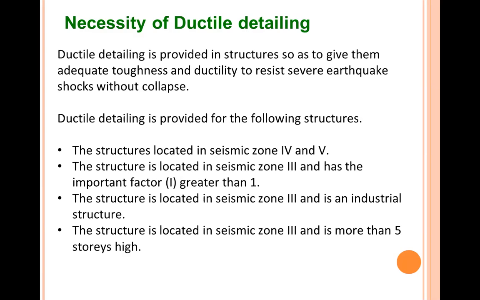As you can see, the zone is very prone to earthquake, zone 4 and zone 5. Next, the structure is located in seismic zone 3 and has an importance factor greater than 1. So when the importance factor is greater than 1, and if the structure is located in zone 3, then also we will have to go for ductile detailing. Next, the structure is located in seismic zone 3 and is an industrial structure.